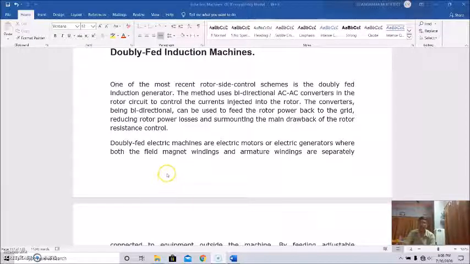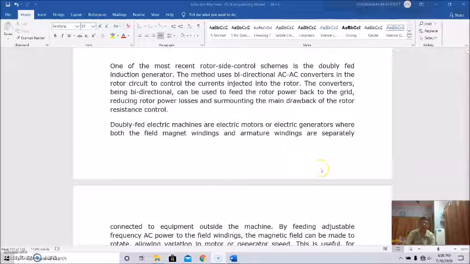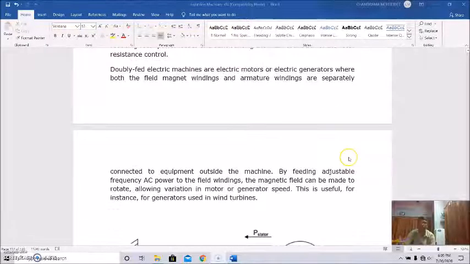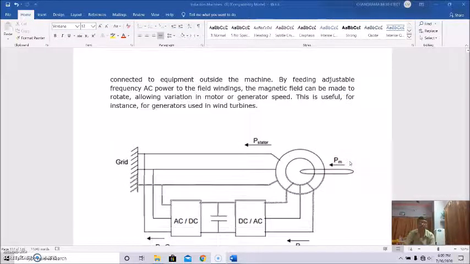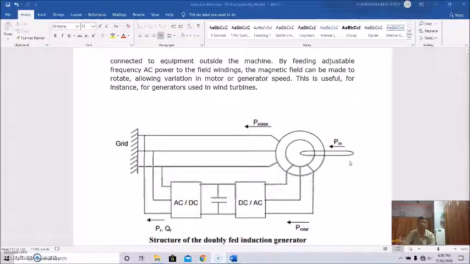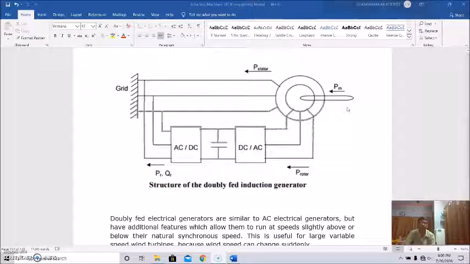Doubly-fed electric machines, whether motors or generators, are machines where both the field magnet windings and armature windings are separately connected to equipment outside the machine. By feeding adjustable frequency AC power to the field winding, the magnetic field can be made to rotate, allowing variation in motor or generator speed. So this is useful, for instance, for generators used in wind turbines. So this is the structure of a doubly-fed induction generator.